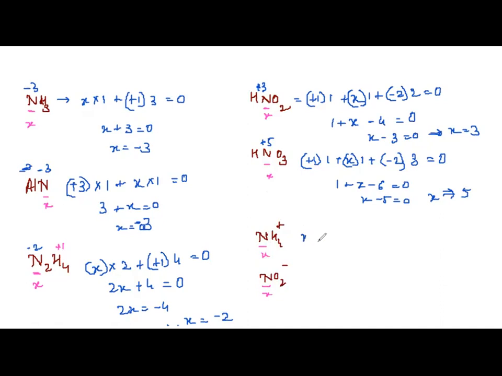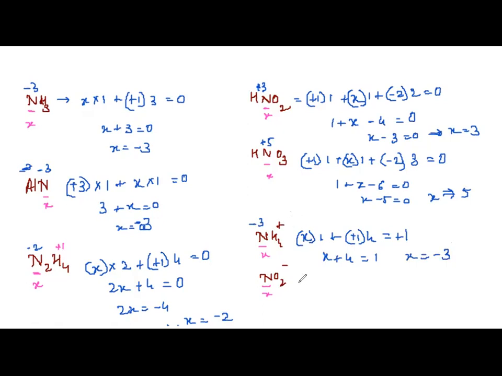X into 1 atom plus hydrogen plus 1 into 4 is equal to what? It is not 0. It is +1. So solve. X plus 4 is equal to 1. X is equal to 1 minus 4. So X will be -3. So here X is -3. Is that right?